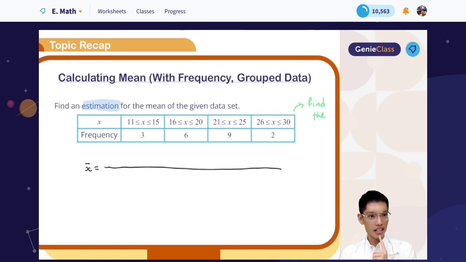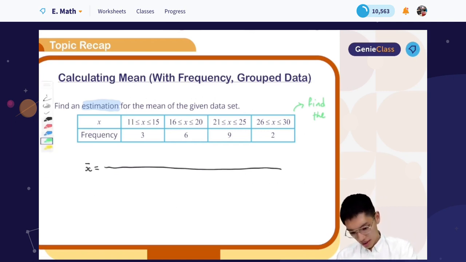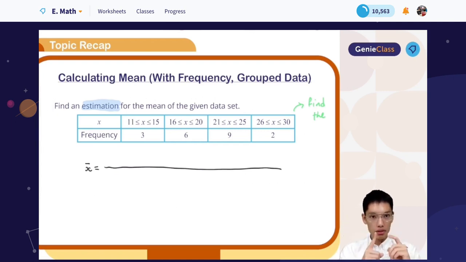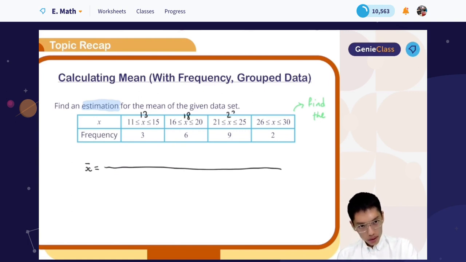15. Okay, that is okay for Chen Chen. That is actually not correct because you are taking a difference. I want the specific value that holds. So what we actually do is we take the middle value, in this case 13. So 11 plus 15 divided by 2. We take the average. In this case over here, 18, 23, 28.